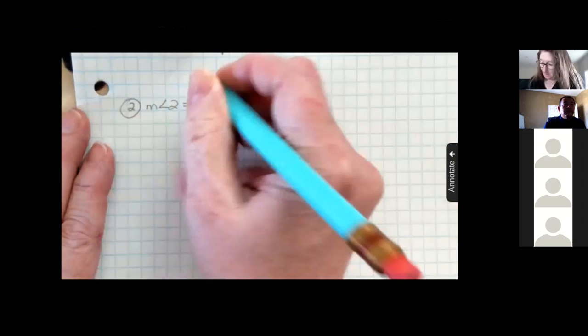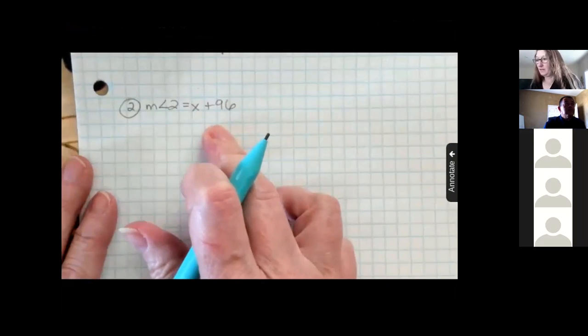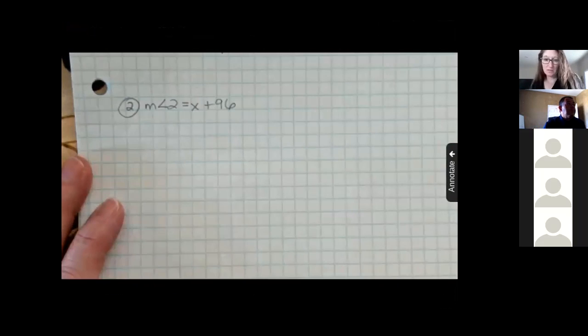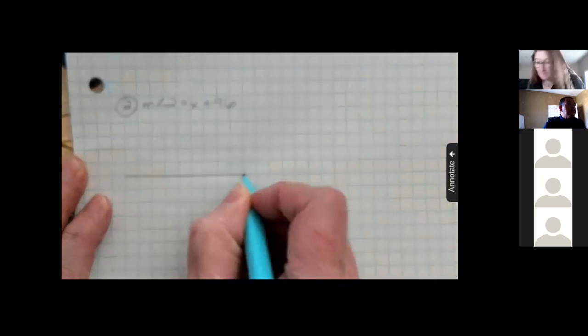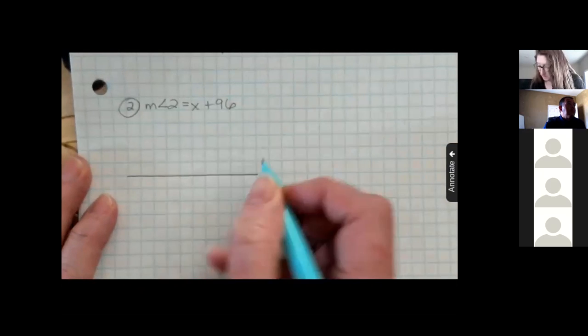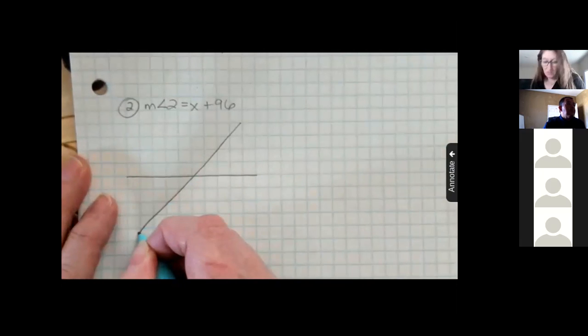Okay, so this is what we know. X plus 96 equals the measure of angle 2. We have a straight line, a transversal.